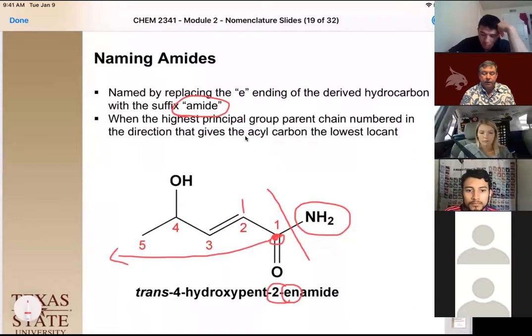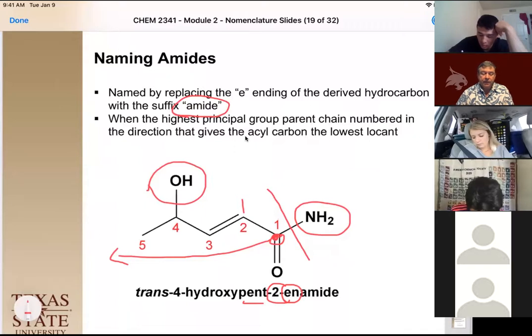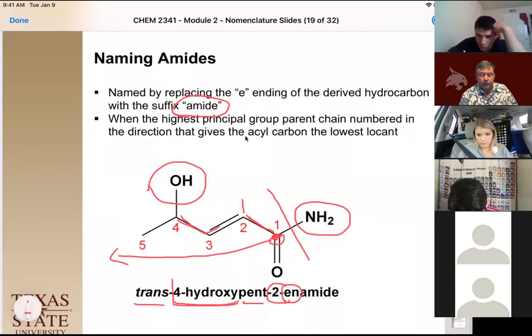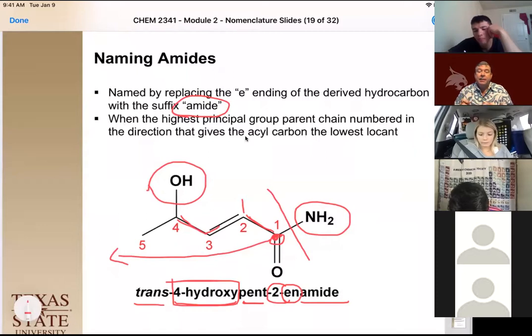We have a total of 5 carbons, so we have penta. We have a substituent here, so that would be the 4-hydroxy. And if you look at this, our 2 carbons coming off our double bond are opposite each other, so that's trans. So that gives us our trans, our 4-hydroxy, because it's the 4th carbon over from our carbonyl, penta, 2-ene, and then we just add the word amide to the end. Notice there's no space, because the amide signifies that you had a carboxylic acid that you derivatized with this nitrogen.